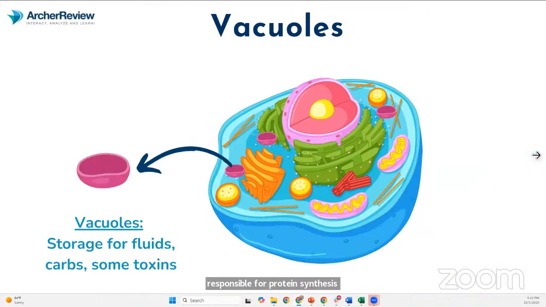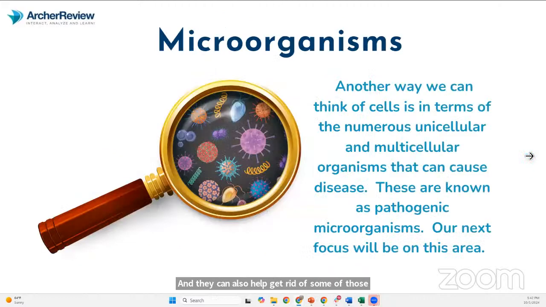Next, we're going to look at vacuoles. For our cells, instead of just plant cells having one large one, we have many vacuoles. And our vacuoles are used for storage, essentially. They store toxins, they store carbs, they store fluids, and they can also help get rid of some of those substances that should not be in our cells.